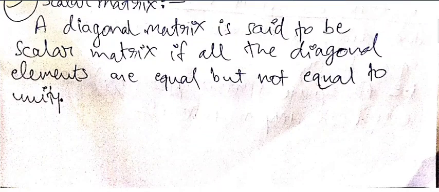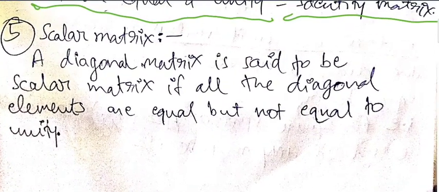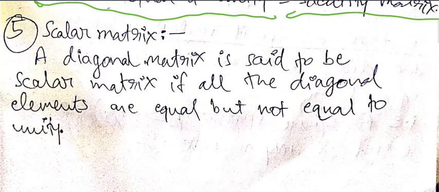Now we will learn about scalar matrix. A diagonal matrix is said to be a scalar matrix, as told just before. Over here just an additional definition has been written. A diagonal matrix is said to be a scalar matrix if all the diagonal elements are equal but not equal to unity.